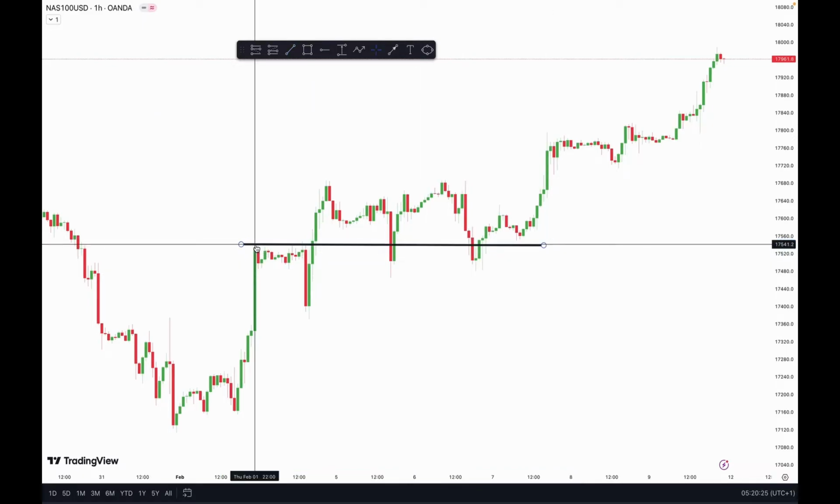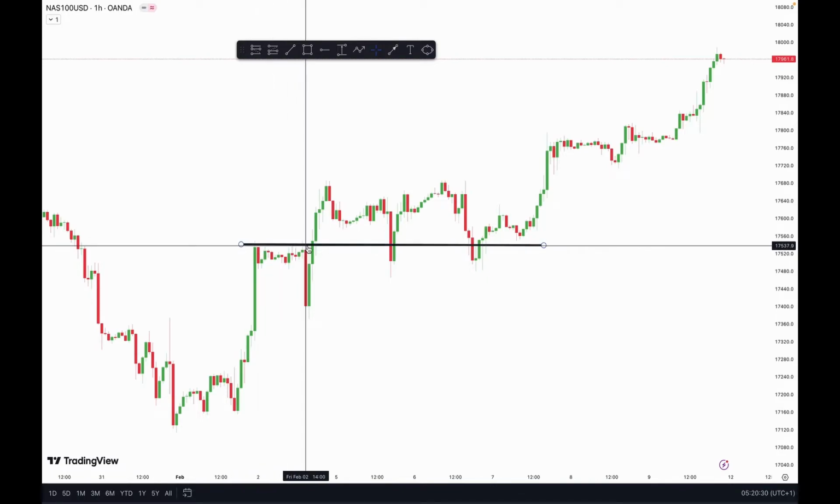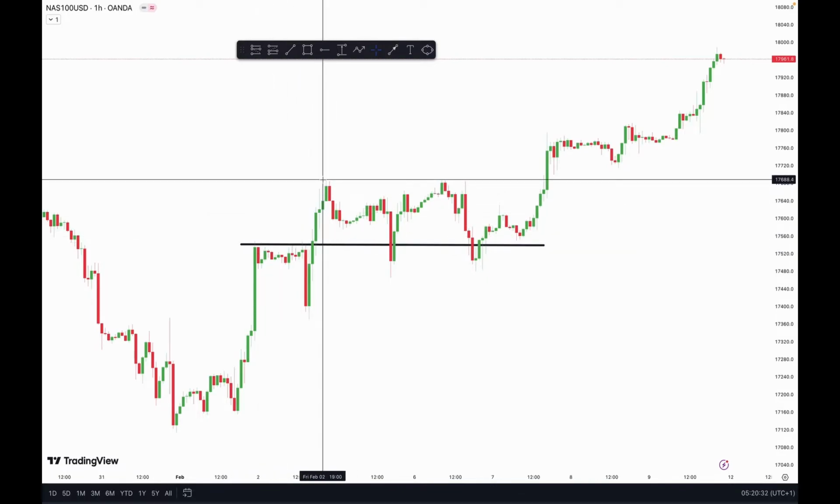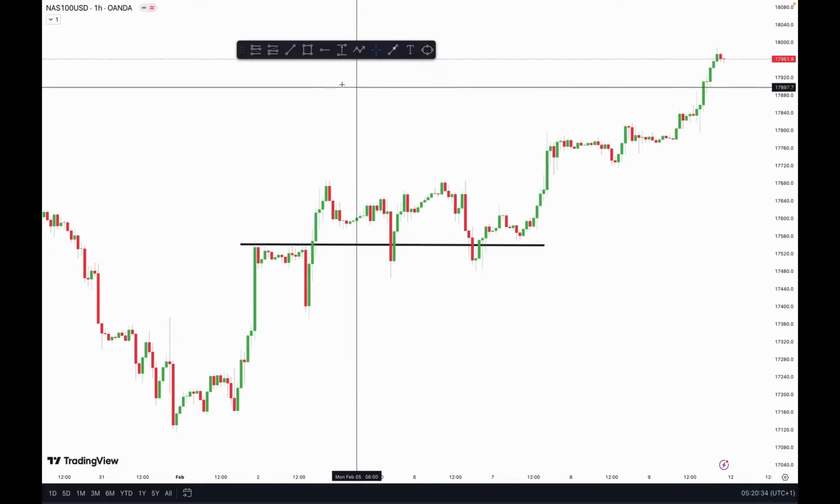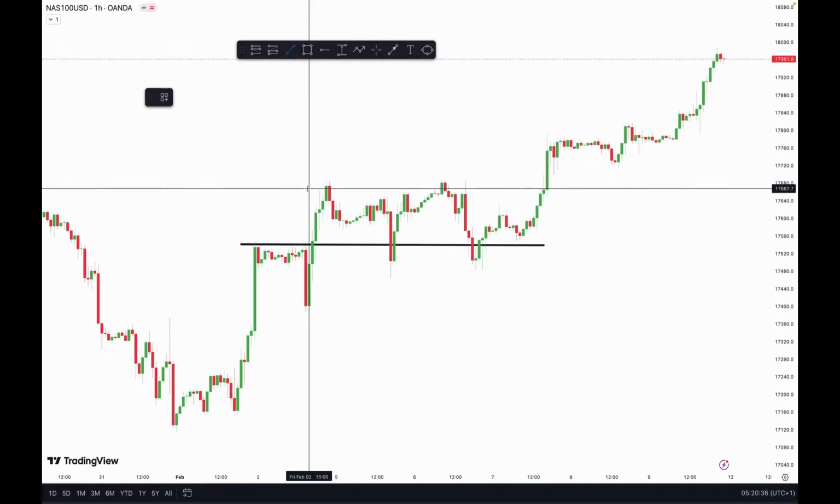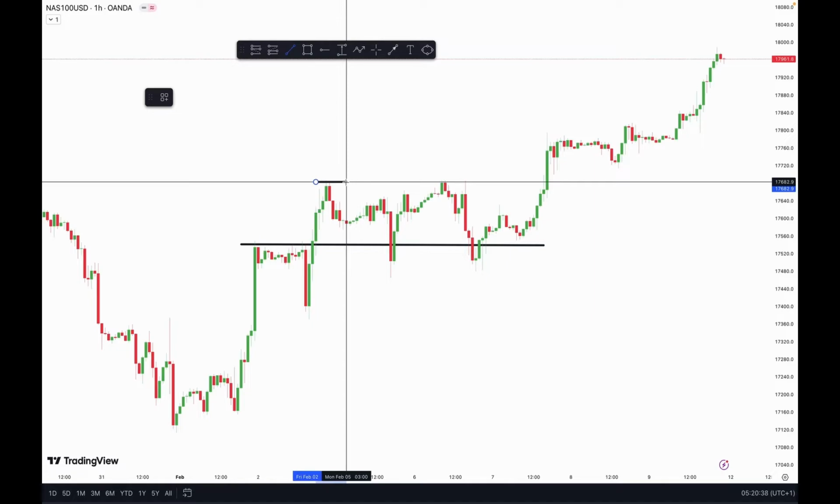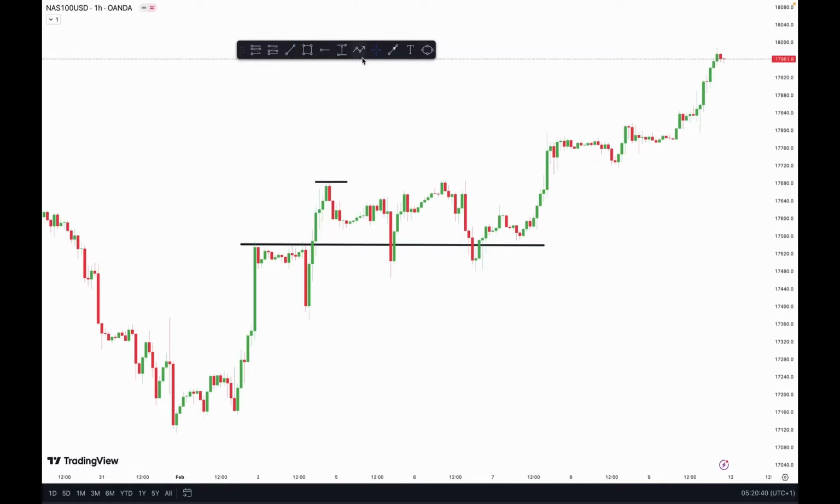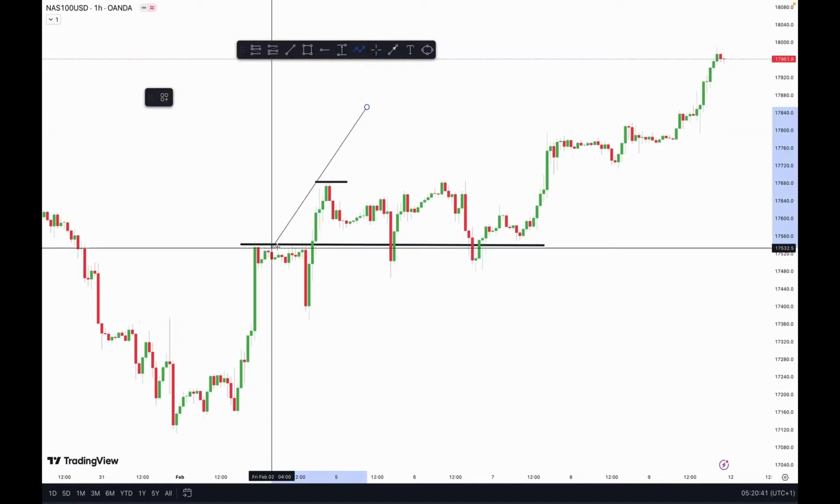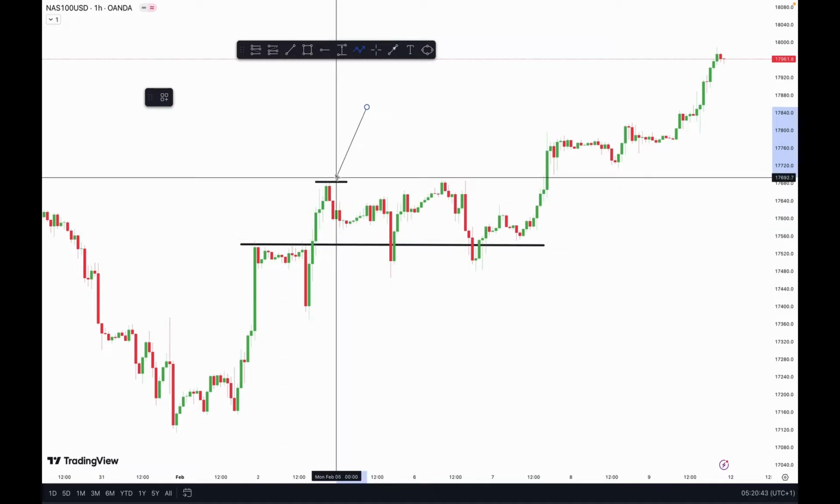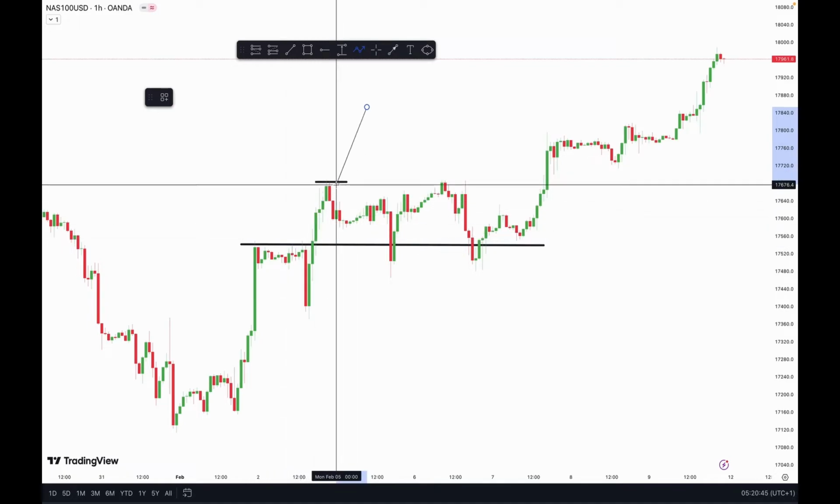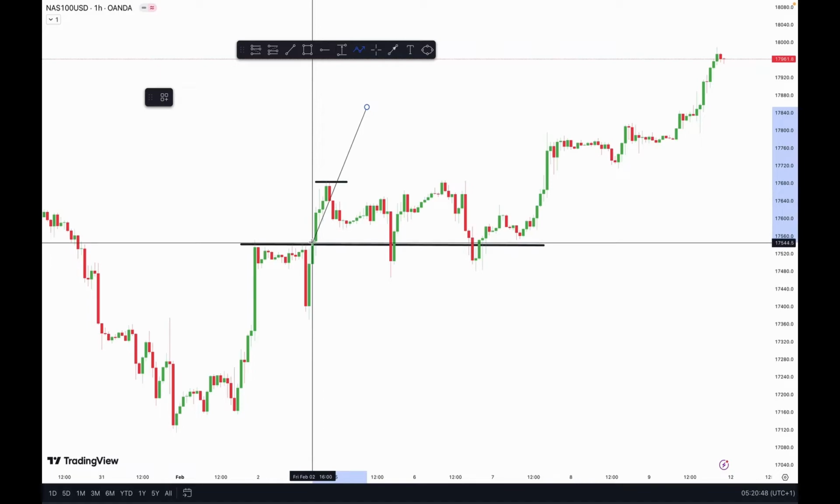This tells me that price was telling me, hey, above this high here I can go this high. Price told me, hey, above this high here I can go this high. So this was the indication from price telling me, hey, above this high, I can go this high.